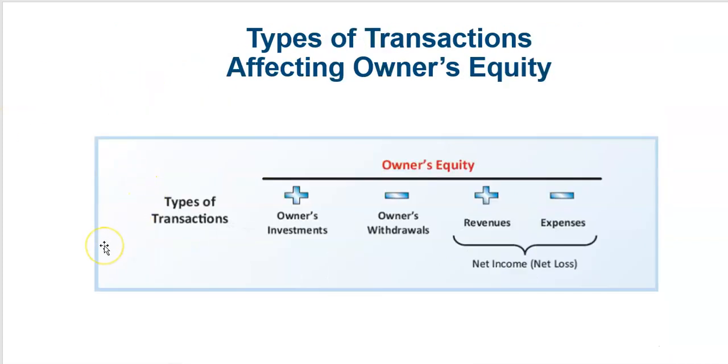So I want you to take a look at this, and it summarizes the effect of those transactions on owner's equity. Owner investments, which went to the capital account, increased it. Owner's withdrawals decreased it. Revenues increased it, and expenses decreased it. And I want to add in a little bit. When we look at the net of revenues and expenses, in other words, total revenues minus total expenses, that gives us our net income if that number is positive. And if we had more expenses than revenues, it gives us a net loss. So we can look at this netted together as net income.